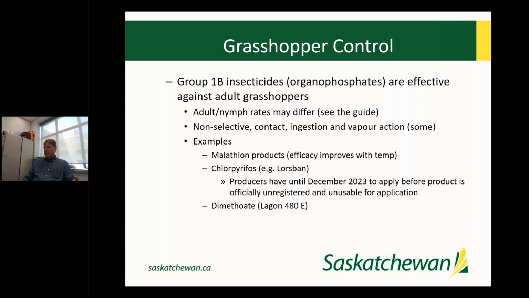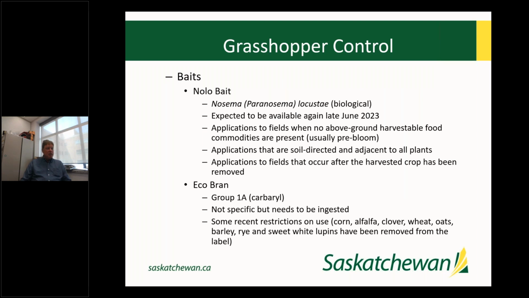There's also dimethoate, and this can be a highly efficacious product for grasshoppers. In the case of dimethoate, you're looking at about 8 days of efficacy. So you've got good residual, and systemic activity for this one as well. So the group 1Bs can be excellent products for grasshopper control. Baits can also be very effective. And Nolobait, I have no personal experience with it, but from what I've seen and read, it is an efficacious treatment.